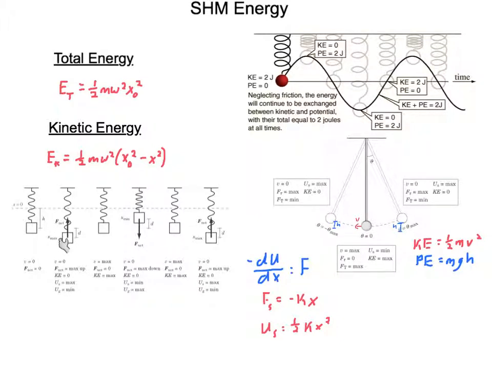Energy in a simple harmonic oscillator is always conserved. So, for example, with a pendulum, as the pendulum swings up to the amplitude, you have all potential energy. It's at a maximum there and no kinetic energy, because remember, the velocity at the amplitude is going to be 0.